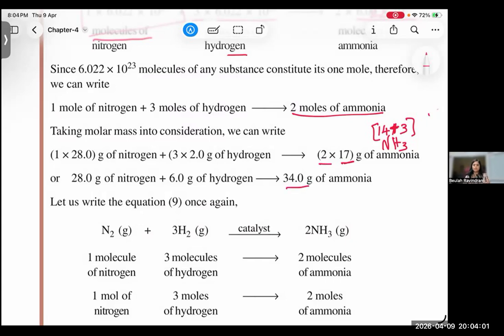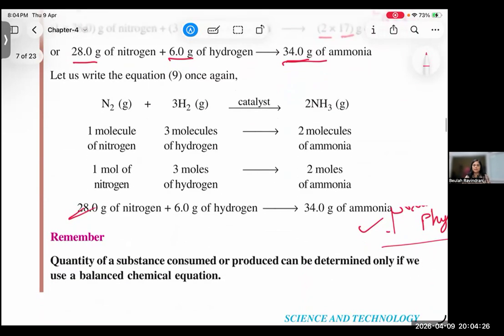So 34 gram of ammonia. Can you understand this? Got it? So it is also tallied, right? What is 28 plus 6? That's 34. Yeah. So it should be tallied. So it is calculative. It should always obey the mathematical calculations also. Got it? So chemistry is not a joke. It is under the rule.